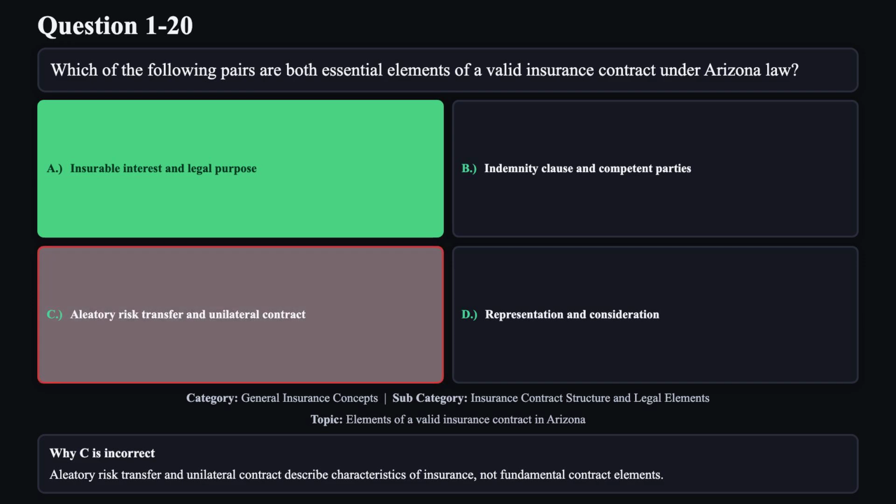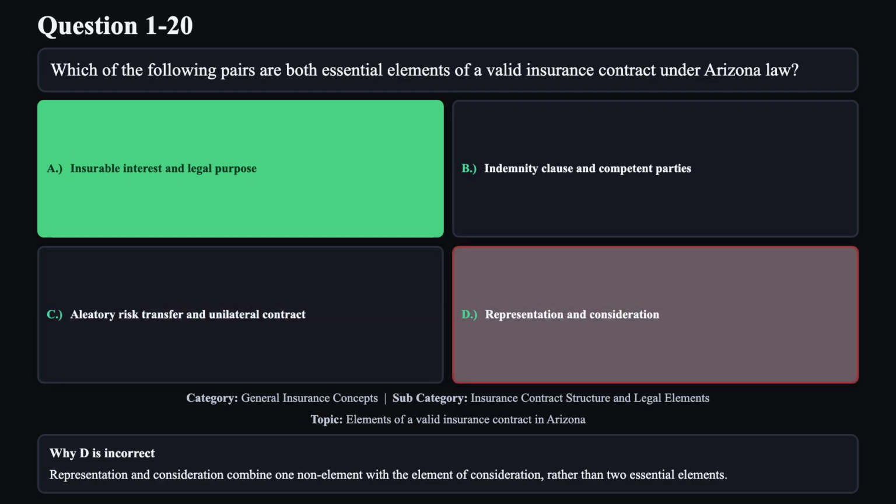Reason C is not correct. Aleatory risk transfer and unilateral contract describe characteristics of insurance, not fundamental contract elements. Reason D is not correct. Representation and consideration combine one non-element with the element of consideration, rather than 2 essential elements.